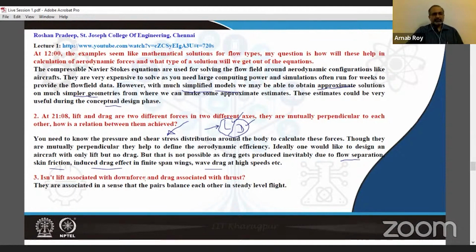Isn't lift associated with downforce and drag associated with thrust? Well, yes, but that association comes for a particular configuration in a very convenient sense. When you are looking at steady level flight, say of an aircraft, then you have a pair of forces which are balancing each other. So the lift is balanced by the weight, the drag is balanced by the thrust. So at that time, yes, you have this pairing of forces. But if you look at other parts of the flight envelope, then you have to find out more from your flight mechanics courses how they relate.